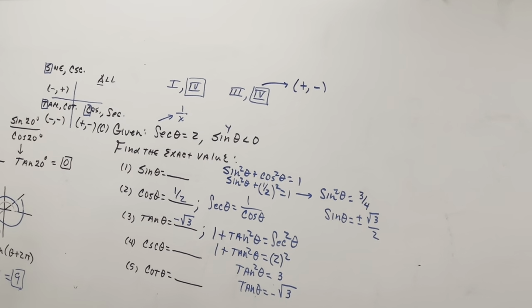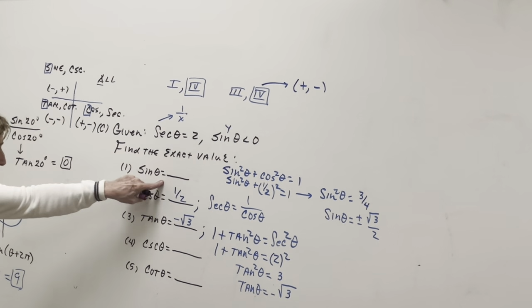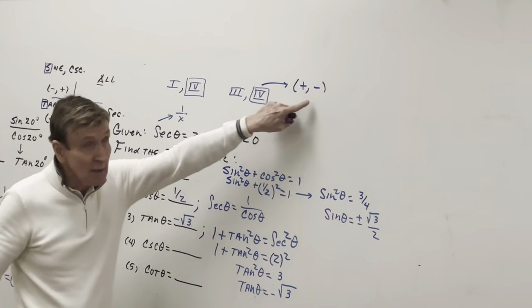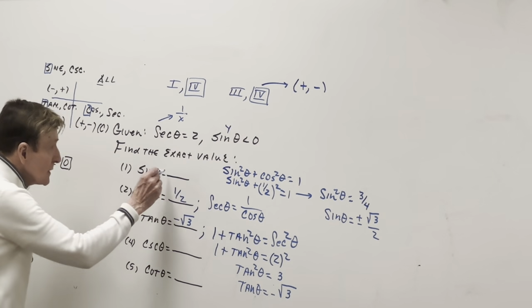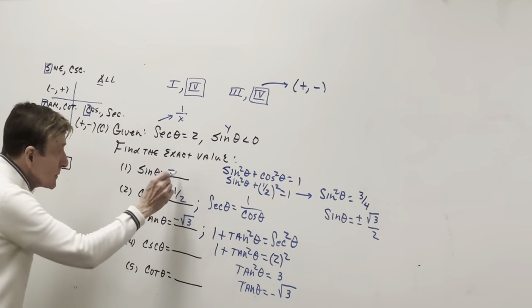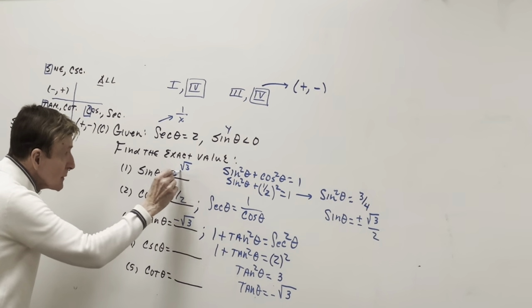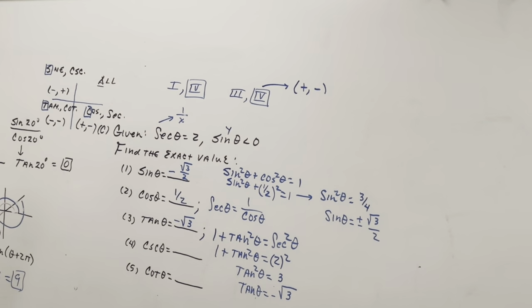Well, it all depends on that quadrant up there. And we're trying to find sine. Was it positive or negative? Negative. So it's a negative radical 3 over 2. You guys have followed this extremely well. Nice. Now we got 2 missing.